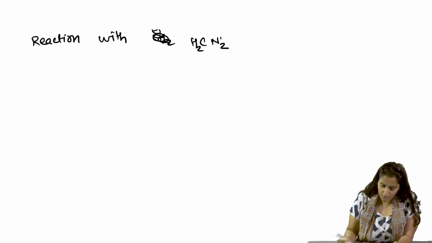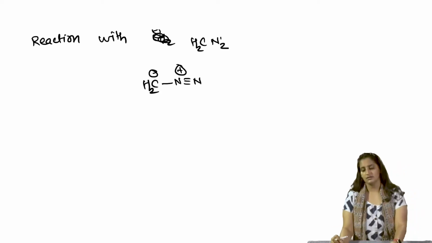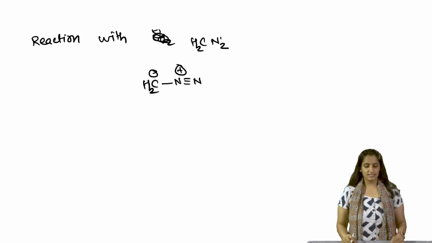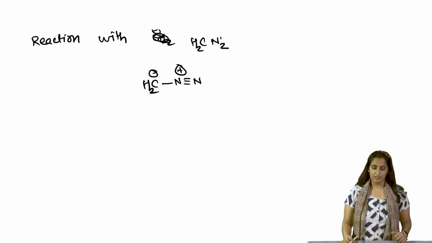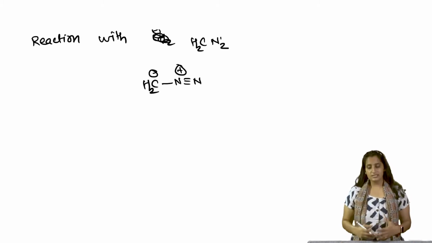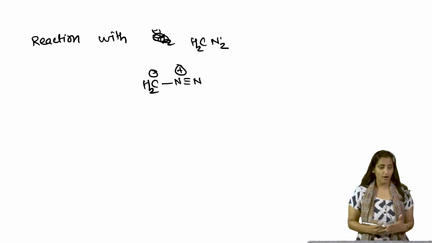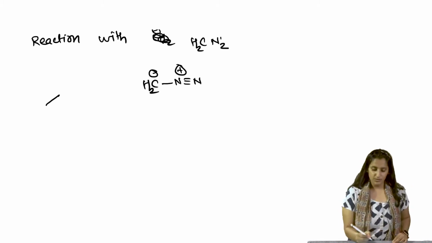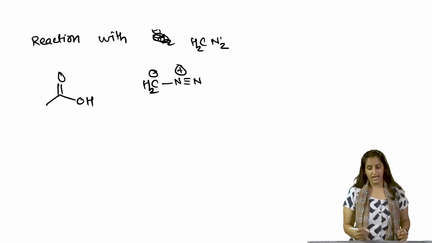Okay. Let me draw the structure of diazomethane. So, you have CH2 minus and triple bond N plus. Okay. So, overall it is a neutral molecule, but there is a carbon having a negative charge, nitrogen having a positive charge, and this is used to form esters, in particular methyl esters from carboxylic acids. So, we can take a carboxylic acid.